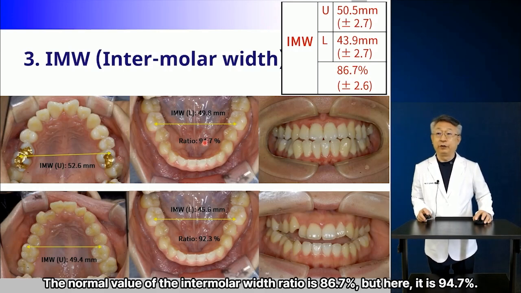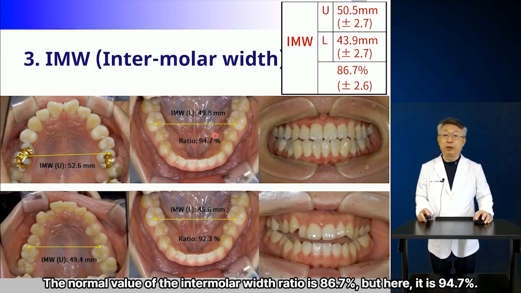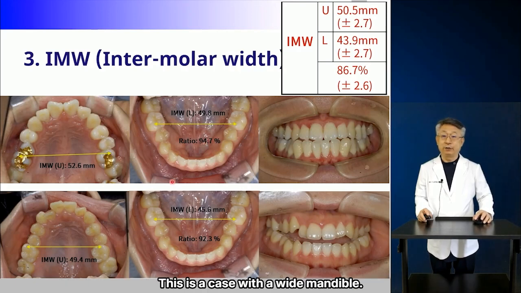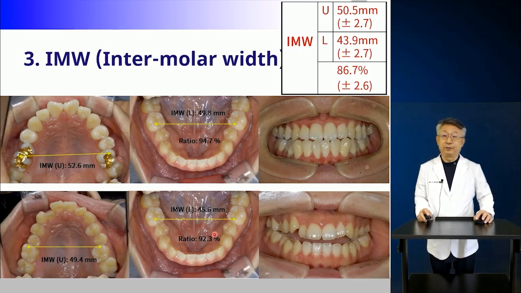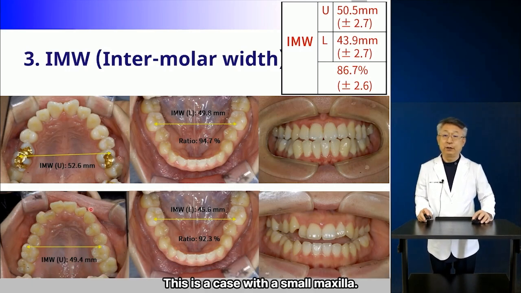The normal value of the intermolar width ratio is 86.7%, but here it is 94.7%. This is a case with a wide mandible. On the other hand, the case below has a slightly narrow maxillary IMW of 49.4 millimeters and a wide mandibular IMW of 45.6 millimeters. This is a case with a small maxilla.